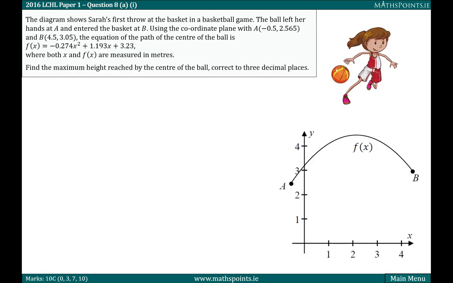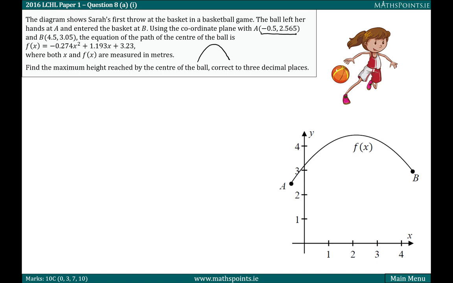Okay, so in this real world question we have been given a path that follows a quadratic function, so minus 0.274x squared plus 1.193x plus 3.23, and we can see it's a minus x squared function, so we knew that it was going to be n-shaped in nature, and that's obviously shown by the graph. And the ball has left the hand at point A, and we've been given the coordinates of that, and then it has entered the basket later on at point B, and we've also been given the coordinates of that.